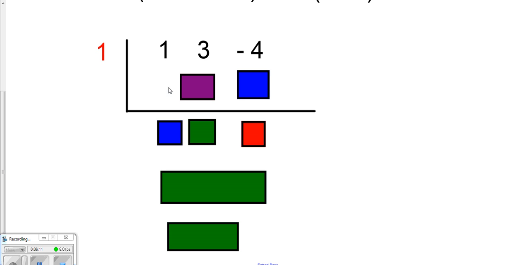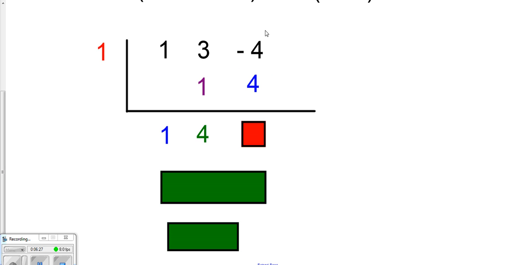First thing I do is drop down the first coefficient, 1. 1 times 1 is 1. 3 plus this 1 makes 4. 1 times 4 makes 4. Negative 4 plus 4 makes a 0. Now I've used up all of my coefficients, so these are the numbers of my answer.